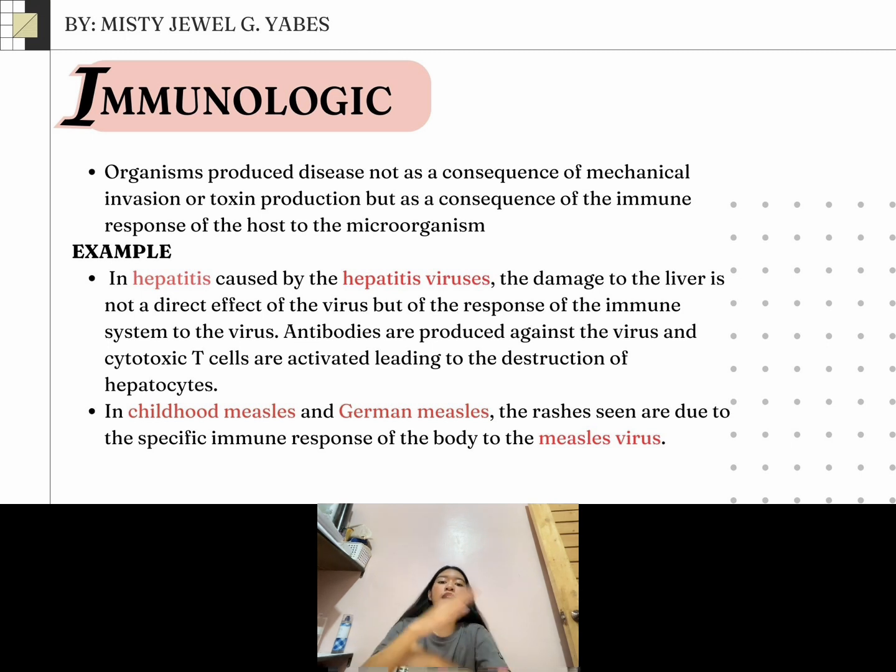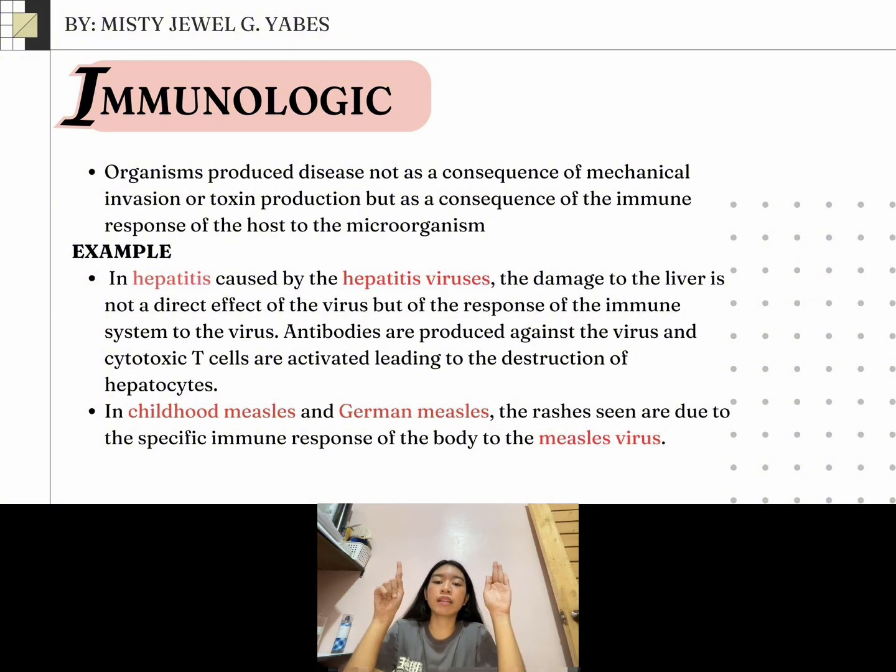So, ulitin natin, ano ulit yung tatlong ways kung paano nag-i-spread or kung paano nagpro-produce ng disease ang ating organisms. Meron tayong tatlo. We have MCI, mechanical. Ang nasa mechanical natin ay invasiveness. Meron tayong tatlong types ng invasiveness, which are colonization, ability of the microorganisms or our invading organisms to evade our immune responses.